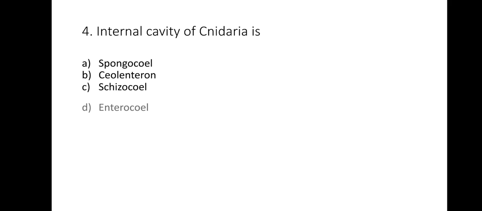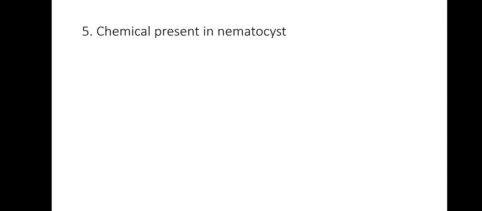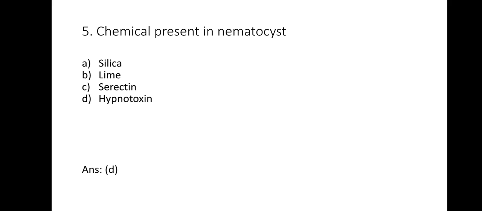That's why the name Radiata. The internal cavity of Cnidaria or Coelenterata is spongiocele, coelenteron, schizocoel or enterocoel. The right answer is B, coelenteron. That's why the name Coelenterata. The last question, the chemical present in the nematocyst fluid. Is it silica, lime, sericin or hypnotoxin? You are right, it is hypnotoxin.